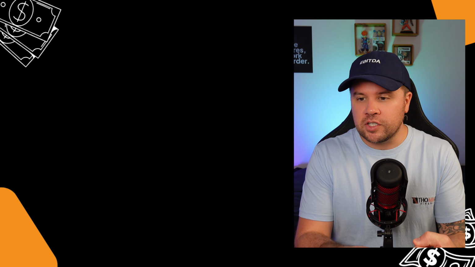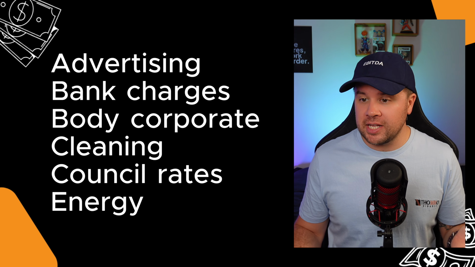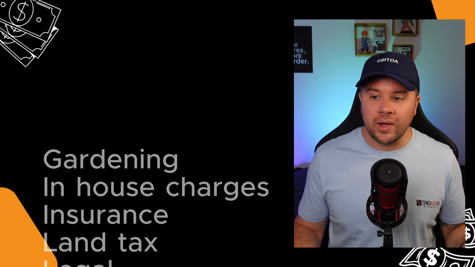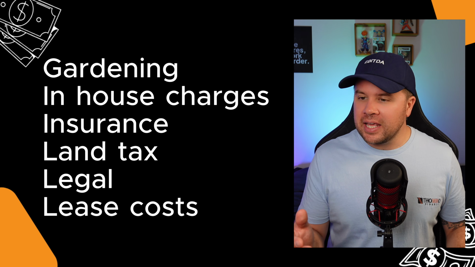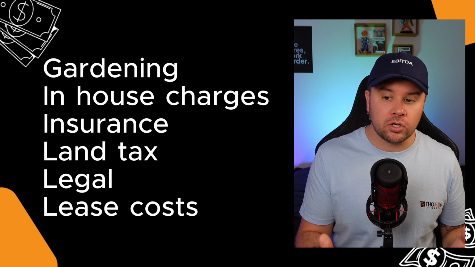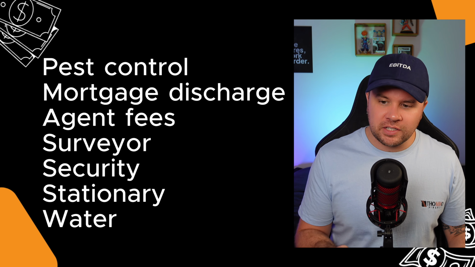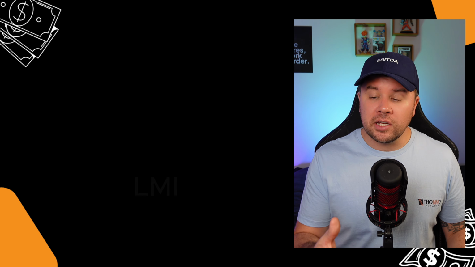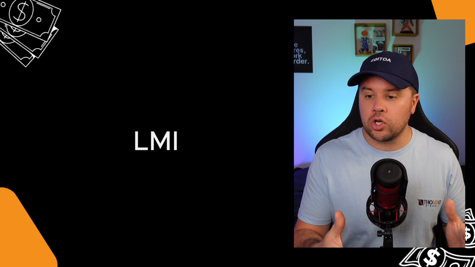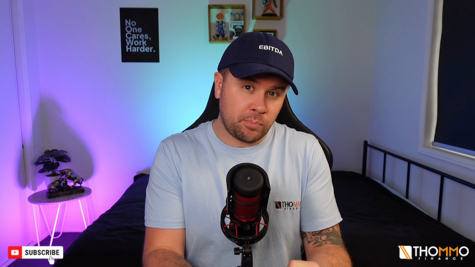And other things like advertising, bank charges, body corporate fees, cleaning, council rates, electricity and gas, gardening, lawn mowing, in-house audio video service charges, insurance, land tax, legal expenses, lease costs, pest control, mortgage discharge expenses, property agent fees, quantity surveyors fees, security, stationery, postage, telephone, water charges, and lender's mortgage insurance, usually written off over the shorter term of the loan or 5 years, and travel expenses to inspect and maintain the property. And these can include meals and accommodation related to that travel.